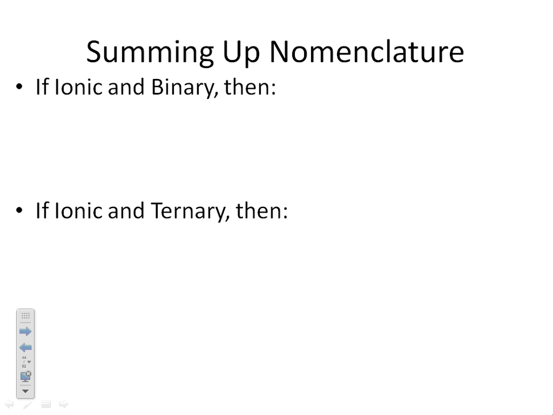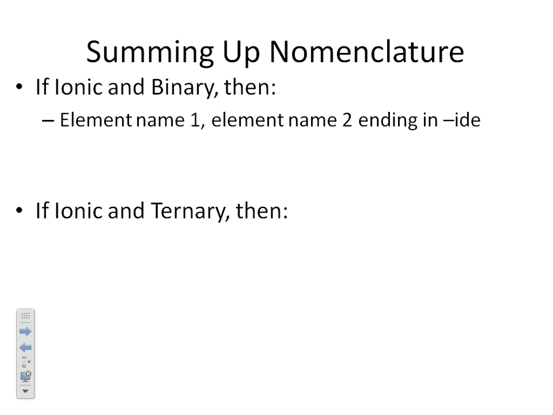Summing up nomenclature. If your compound is ionic and binary, in terms of naming, it's first thing, second thing. All ionic compounds are named very straightforwardly. What's the name of the first part of the formula? What's the name of the second part of the formula? But we do have to remember that element number 2, the name will end in "ide." It's not fluorine, it's fluoride. It's not oxygen, it's oxide. It's not nitrogen, it's nitride. So we take that nonmetal name and we end it in "ide."